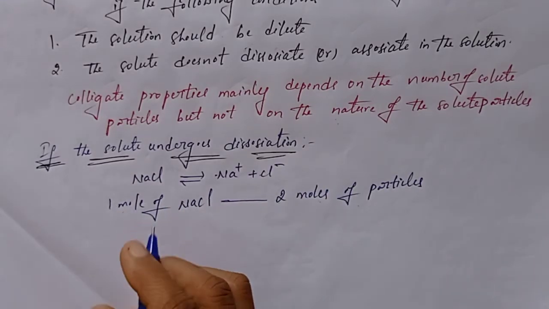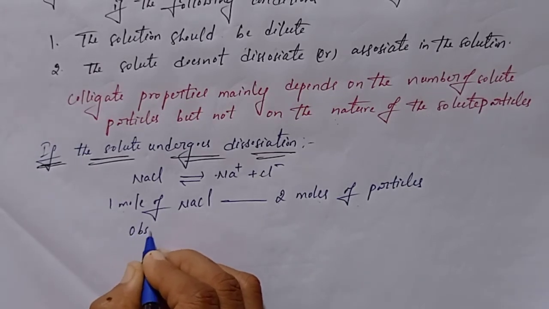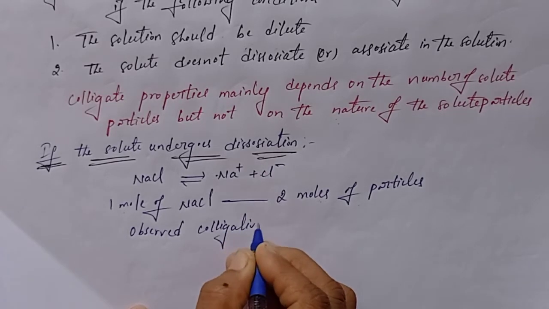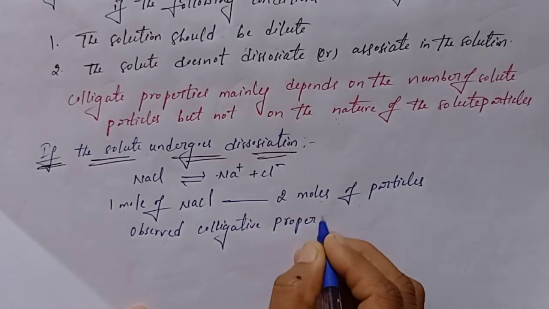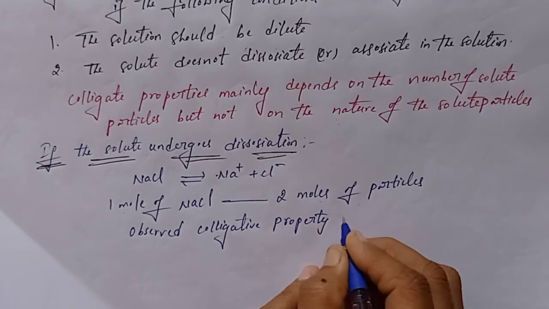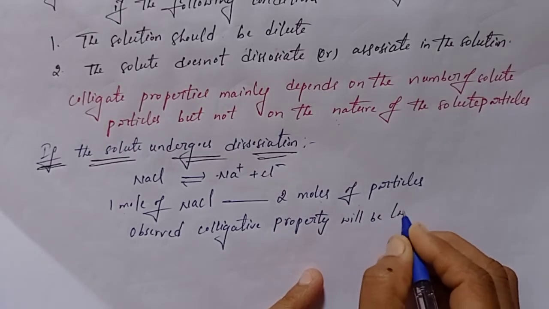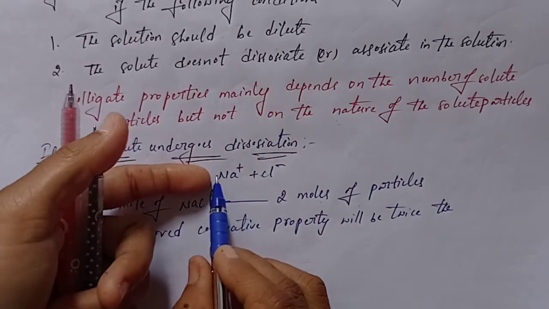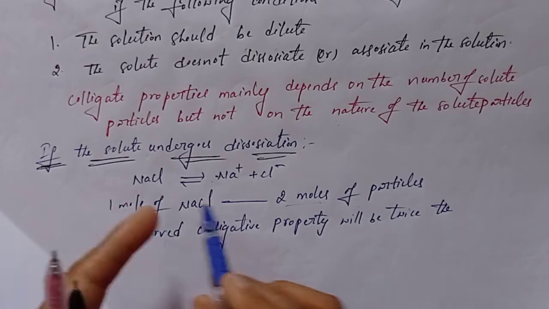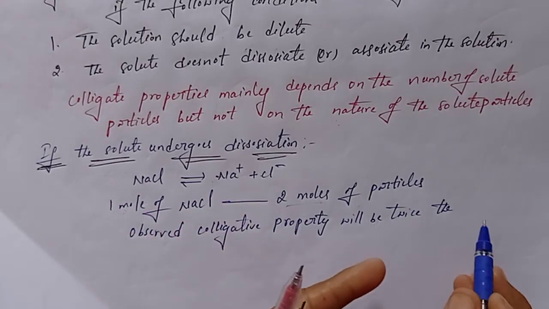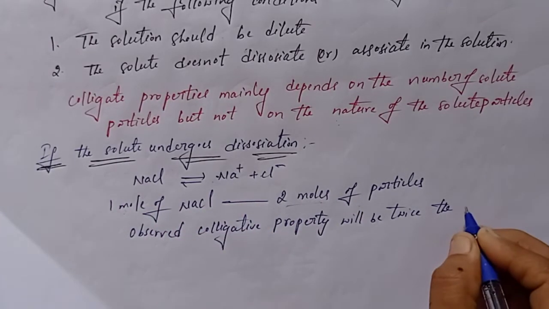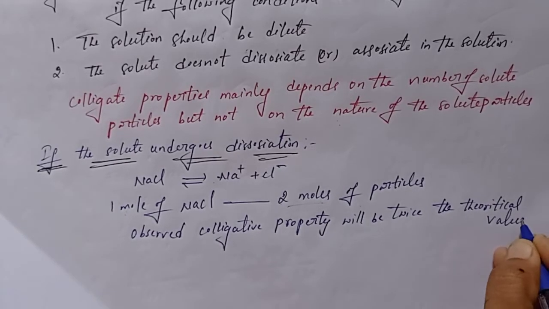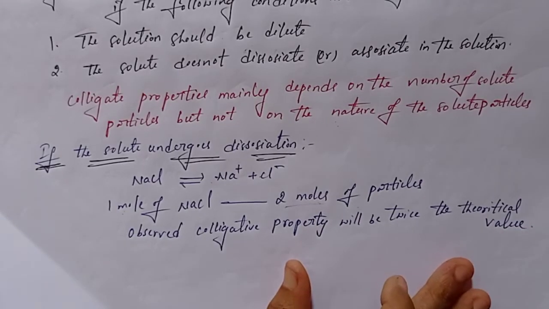So what can we tell, students? The observed colligative property will be twice the theoretical colligative property. This is twice, 1 plus 1, 2 moles. That means here you are taking 1 mole and getting 2 moles, so it will be twice the theoretical value. Clear this one? Understood? It will be twice the theoretical value.